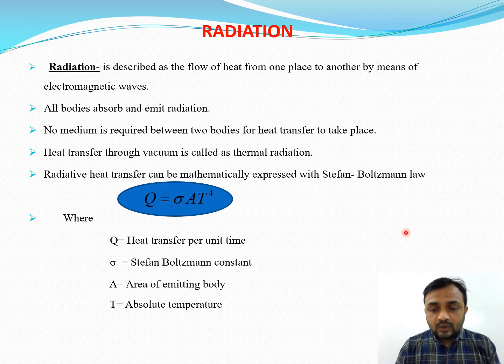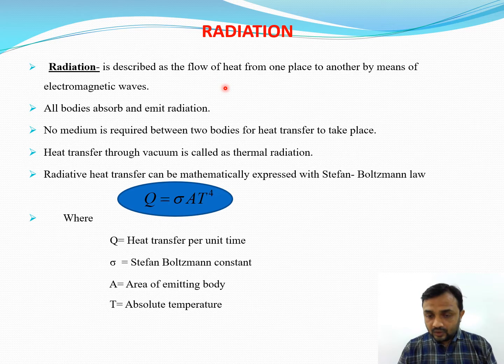Next part is radiation. What is radiation? Radiation is described as the flow of heat from one place to another by means of electromagnetic waves. We know that all bodies absorb and emit radiation. No medium is required between two bodies for heat transfer to take place. Fourth point is heat transfer through vacuum is called thermal radiation.